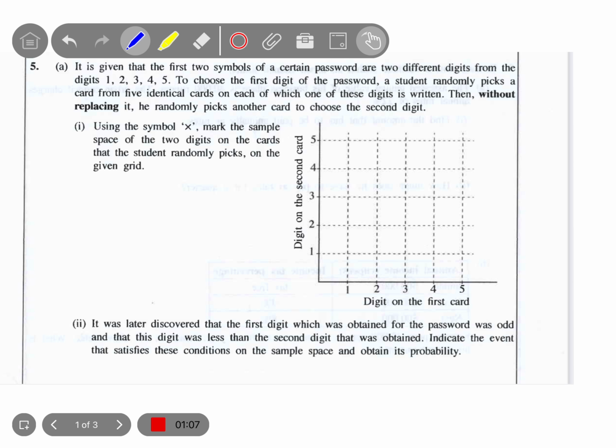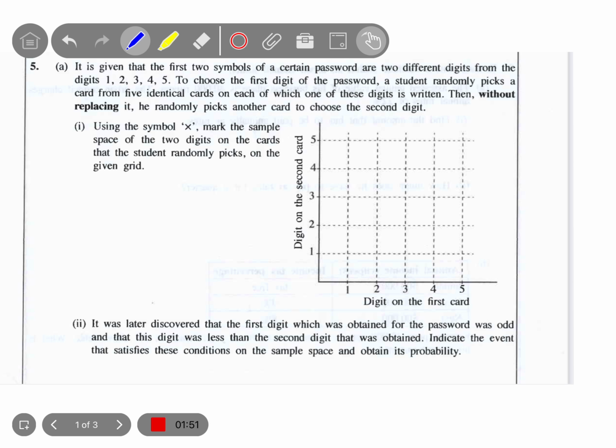Two different digits from the digits 1, 2, 3, 4, 5. So it could be 2 3, 3 4, 4 5, 5 1, things like that. To choose the first digit of the password, a student randomly picks a card from 5 identical cards, on each of which one of these digits is written. Then without replacing it, he randomly picks another card to choose the second digit. So that means if you pick one, you can't choose it again. The password is not 1 1, 2 2, 3 3, 4 4, 5 5. That's not possible. It could be 1 2, 1 3, 1 4, 1 5, things like that.